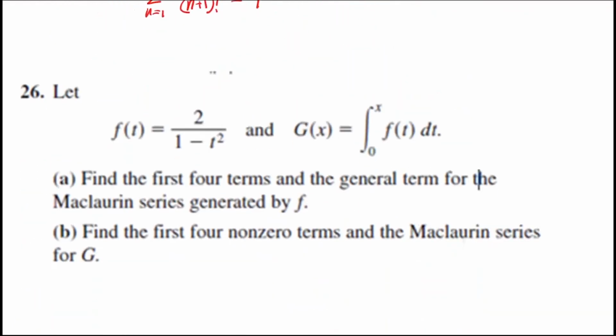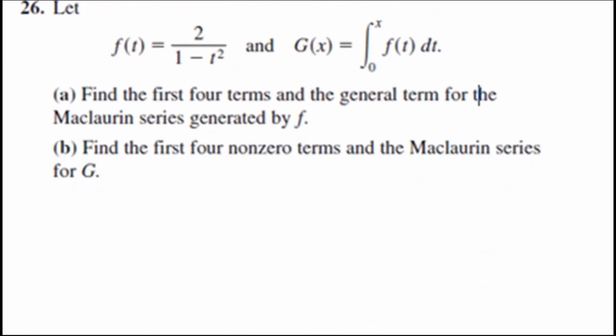So 26, I think it's a similar idea. F is that and G is the integral. Okay, so let's find the first 4 terms of the, oh yeah, let's microwave this as well. Because we have seen that pattern before, right? So we should remember 1 over 1 minus t. That was just a geometric series, right? 1 plus t plus t squared plus t cubed plus dot dot dot, right? Say yes.